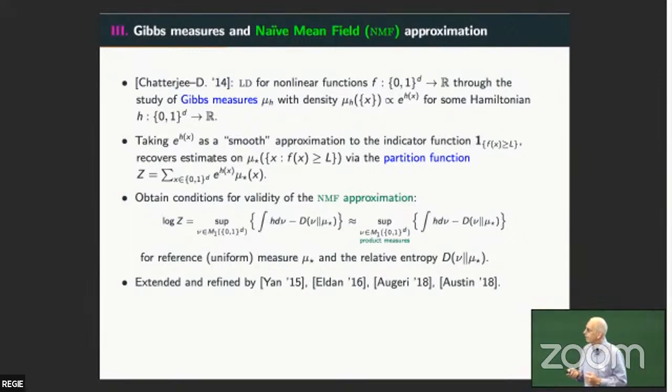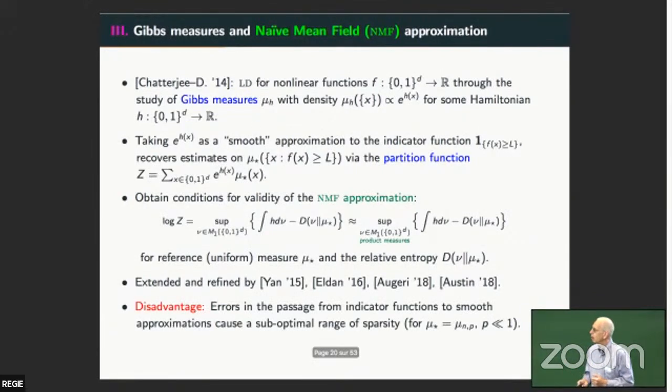But the disadvantage of this approach in our context, and in general in any other context, is actually lying in the first step.